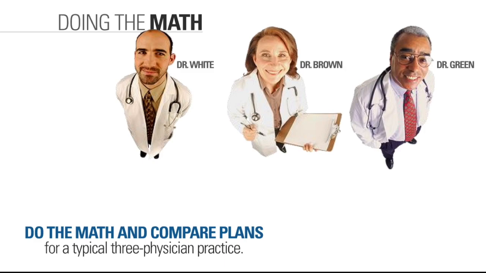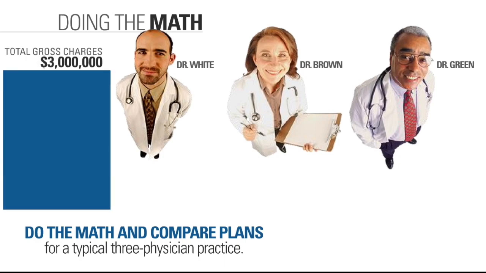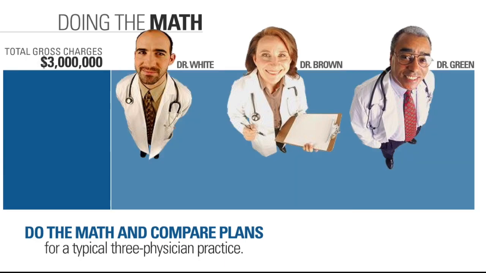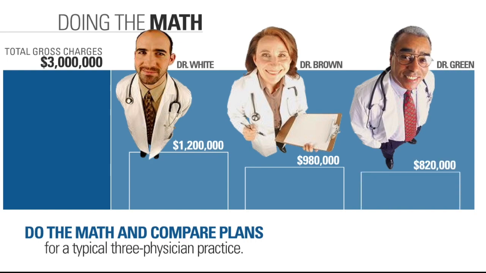To keep things simple, we'll use the same basic numbers in each one of these scenarios. We'll assume that the total gross charges for the practice equals $3 million, of which Dr. White is responsible for $1,200,000, Dr. Brown for $980,000, and Dr. Green for $820,000.